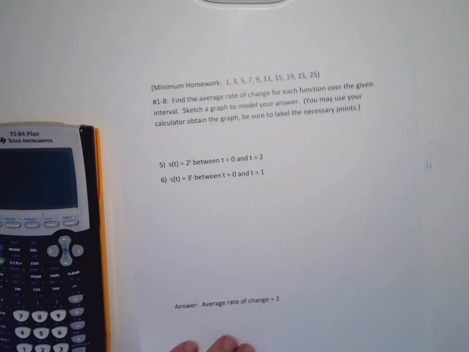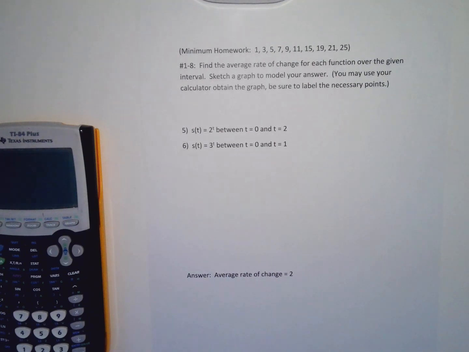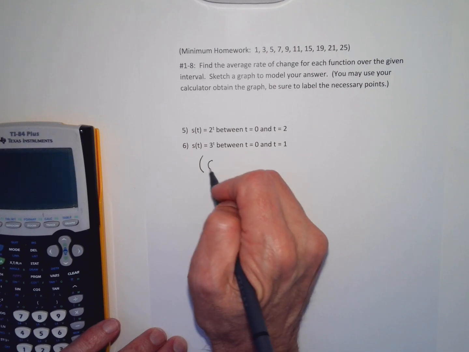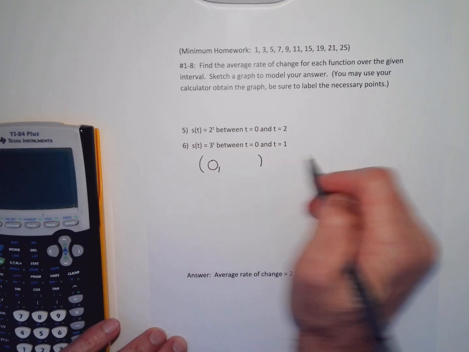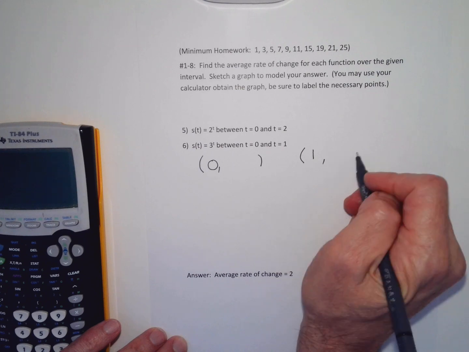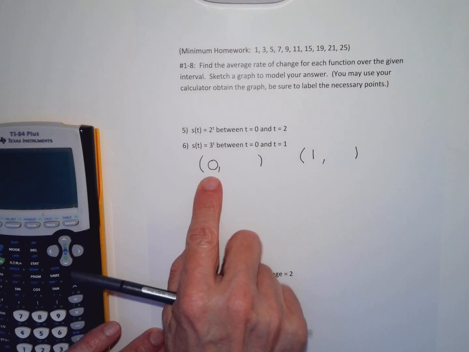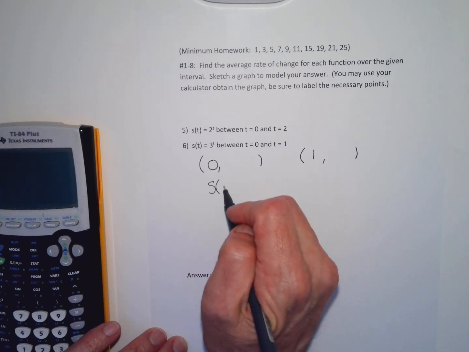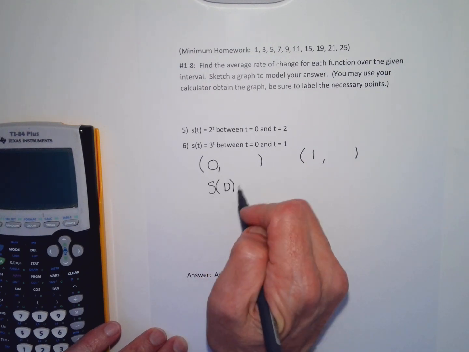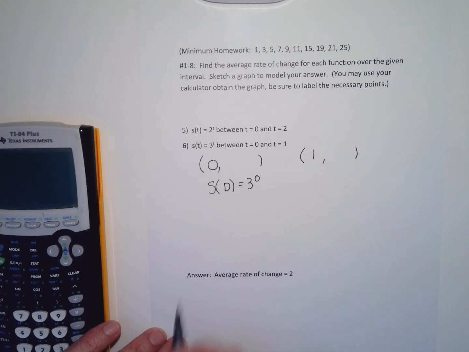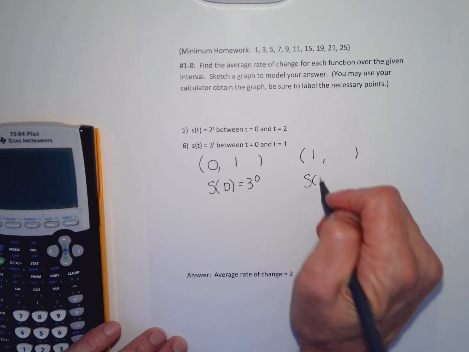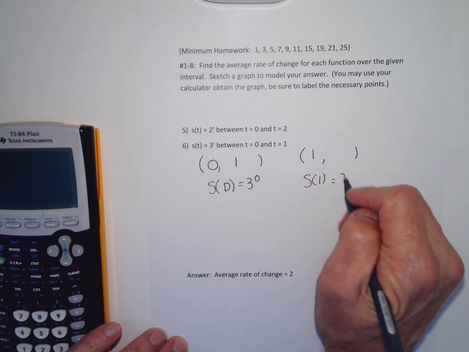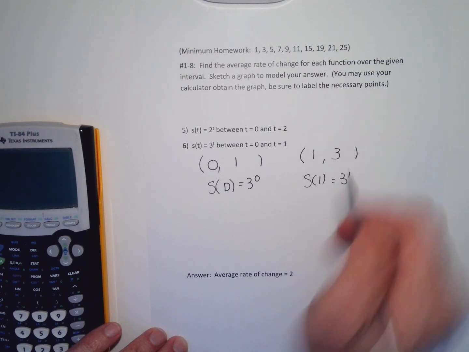Let's do one more of this kind and then move on to another kind of problem because this looks ugly. So number 6, find the average rate of change using different notation. Exponential functions and t's and s's, but this matters not. My first point has an x-coordinate of 0. My second point has an x-coordinate of 1. To get the y-coordinate of my first point, I'm going to plug 0 into the function and get 3 to the 0 power. 3 to the 0 power is 1. To get the y-coordinate of the second point, I'm going to plug 1 in for t and get 3 to the first power. And 3 to the first power is 3.